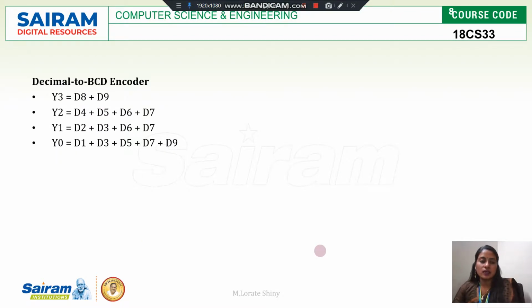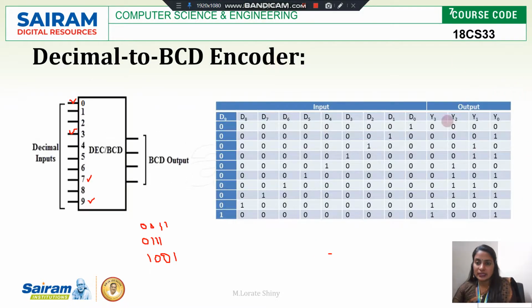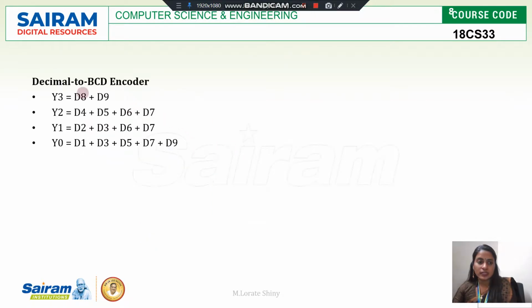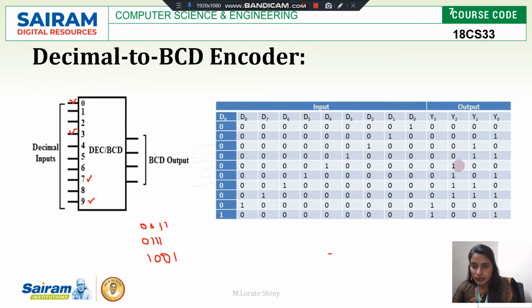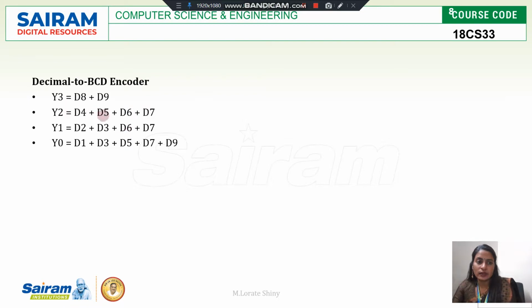Now we are going to make the circuit diagram. Before that, equations. So Y3 is having only two ones. The two ones are D8 and D9. So Y3 is equal to D8 plus D9. Y2 is, this is D4, this is D5, D6, D7. So Y2 is 4 5 6 7. Okay, 4 5 6 7.